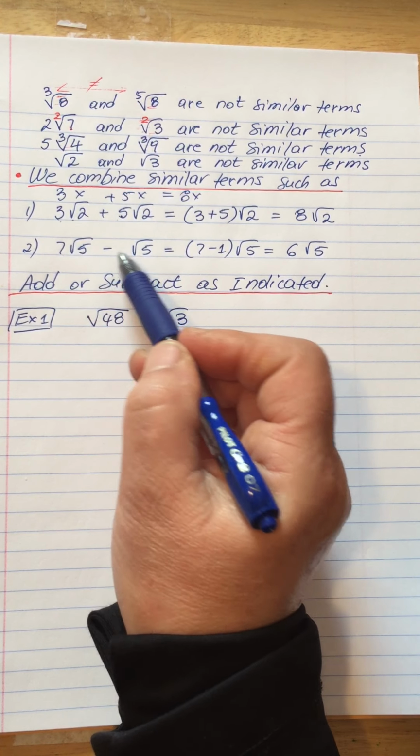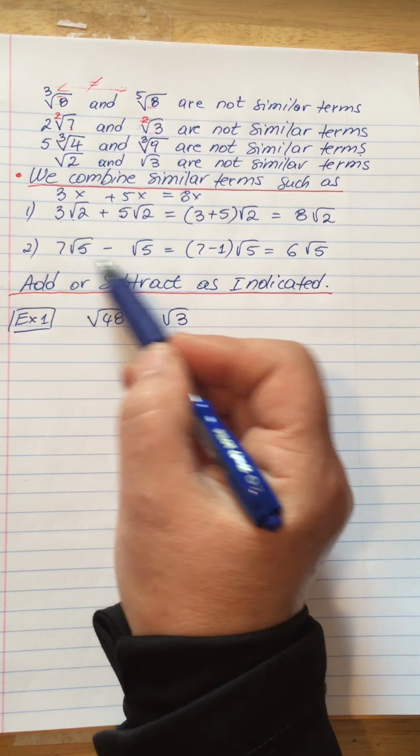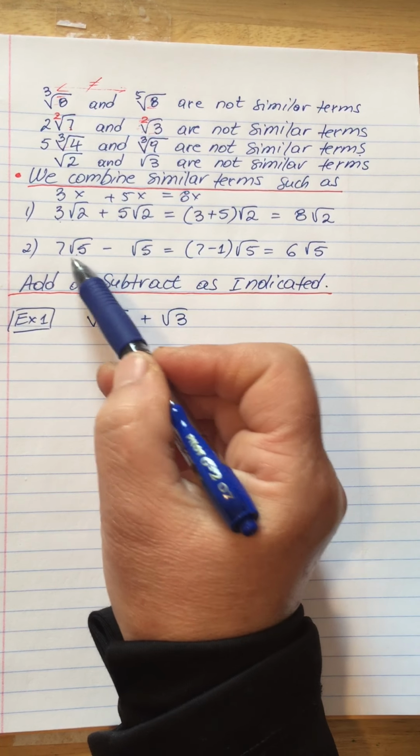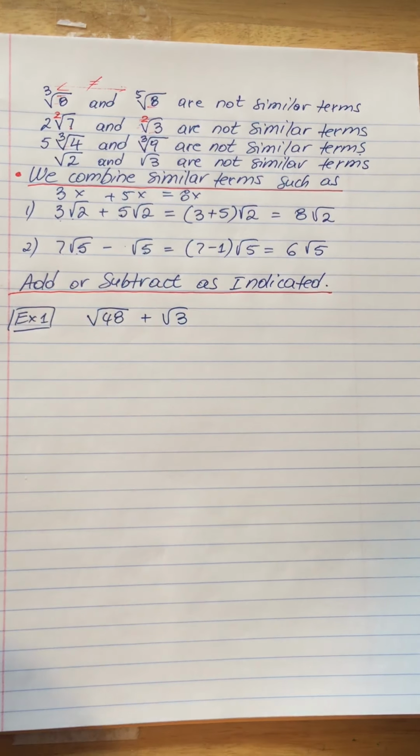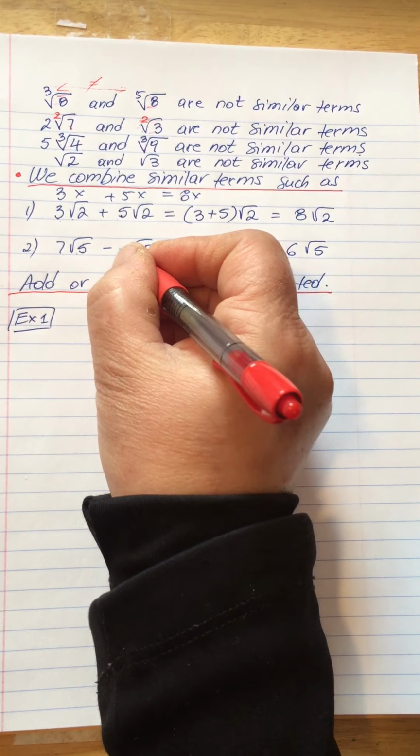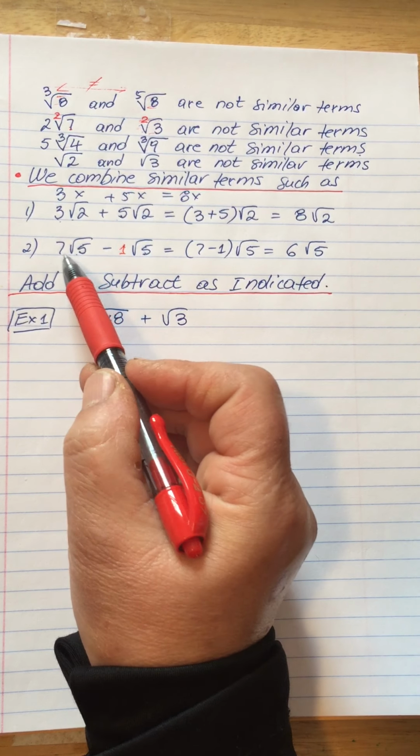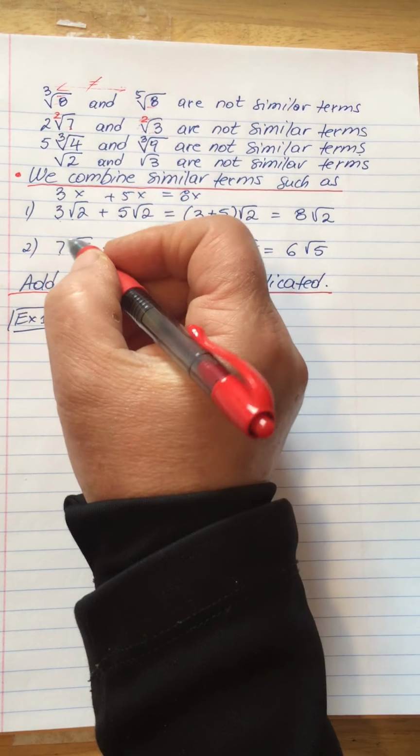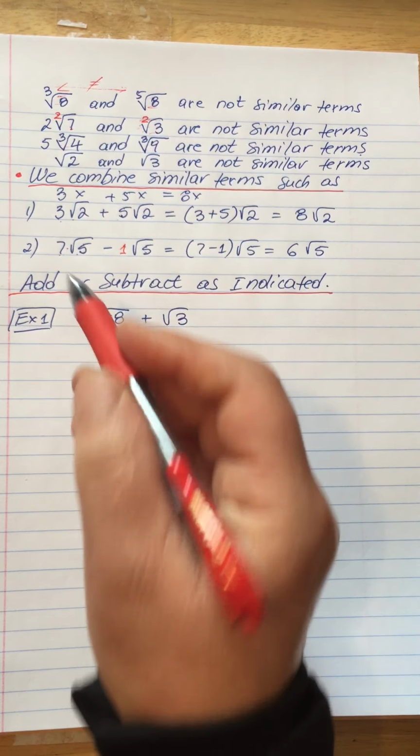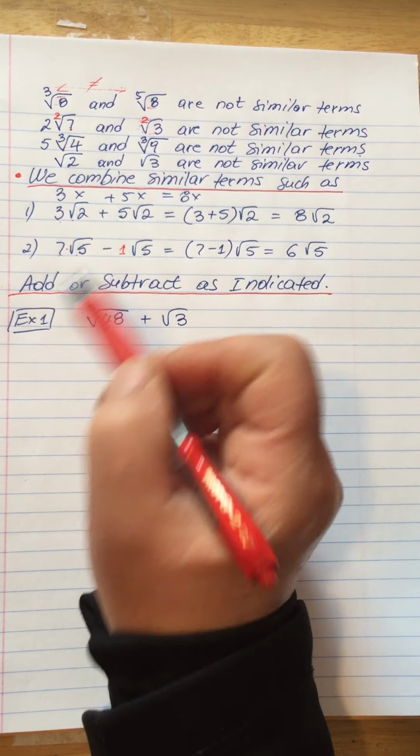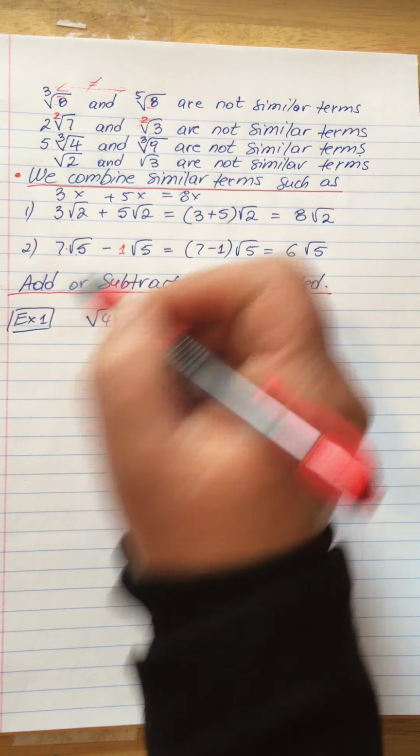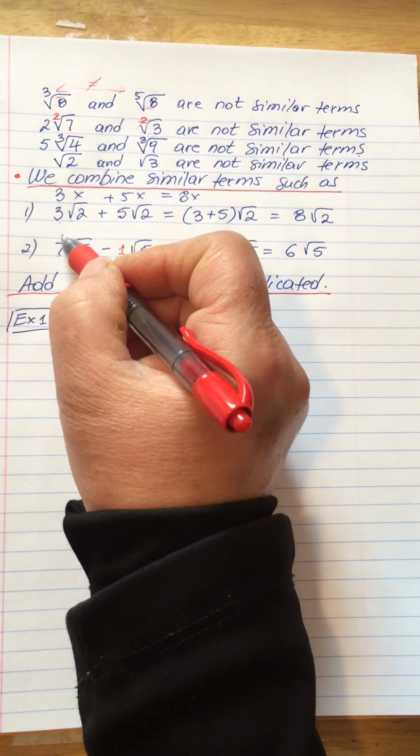7 square root of 5 minus square root of 5, these are similar terms because they have exactly the same radical part. So what is the coefficient here? Here the coefficient is 1, even though we don't see it. So we work with coefficient 7. We call this a coefficient because this is a product, okay? And 7 minus 1 is 6. And we have 6 square root of 5. So we can work like this.